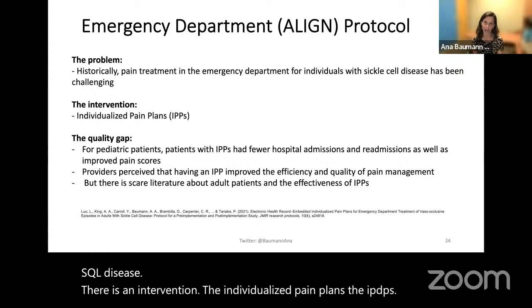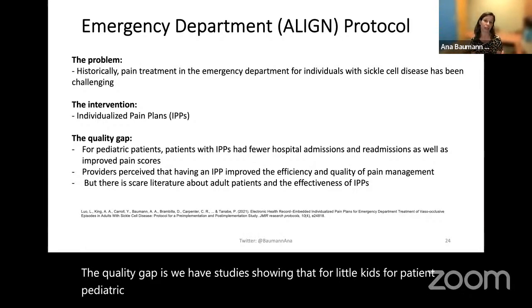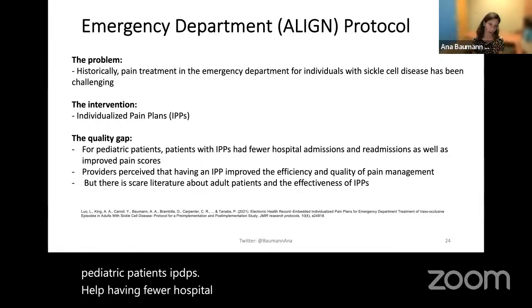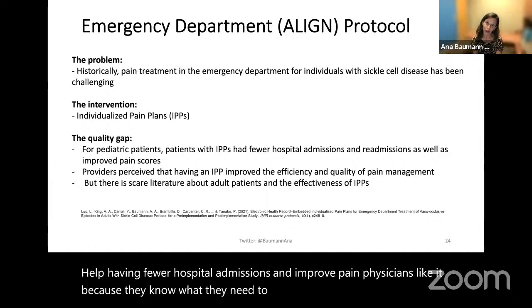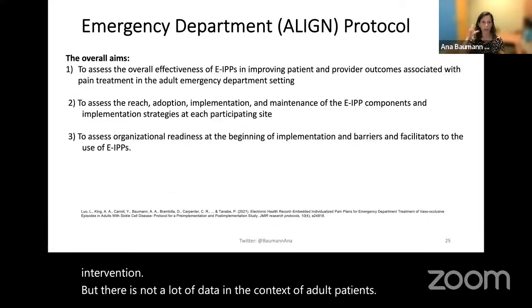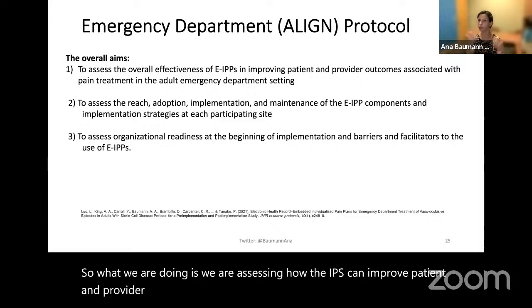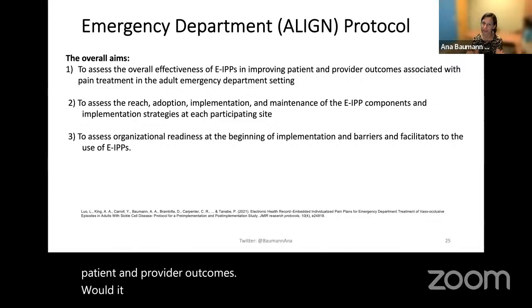The quality gap is we have studies showing that for little kids, for pediatric patients, IPPs help with fewer hospital admissions and improve pain. Physicians like it because they know what they need to do. So it's a good overall intervention. But there's not a lot of data in the context of adult patients. So what we are doing is assessing how the IPPs can improve patient and provider outcomes. Would it help? And here comes the implementation science, right?